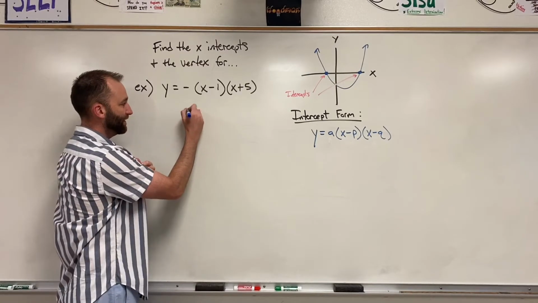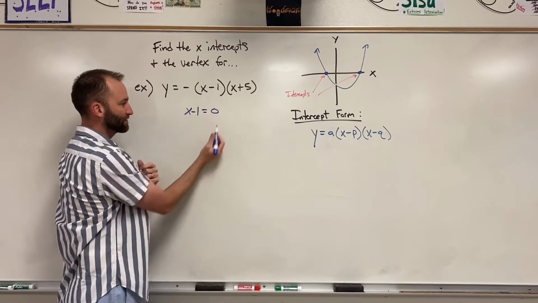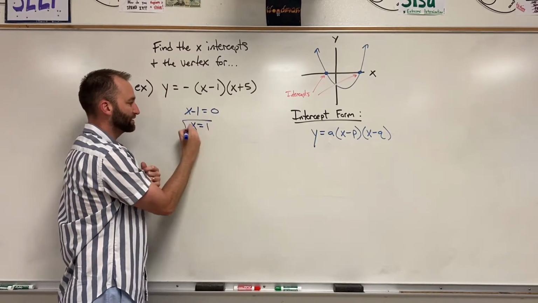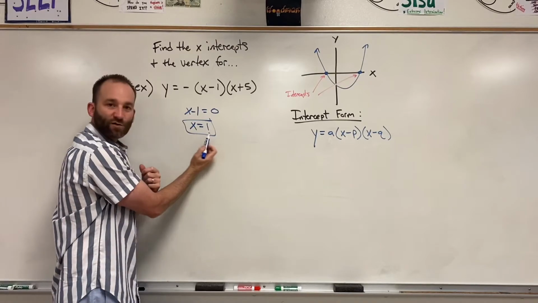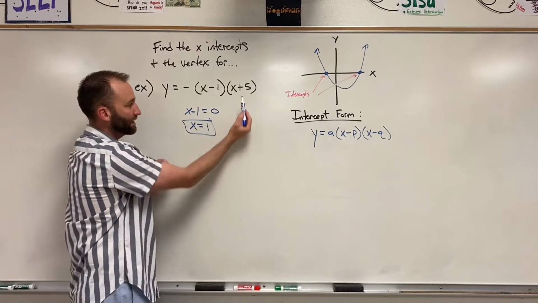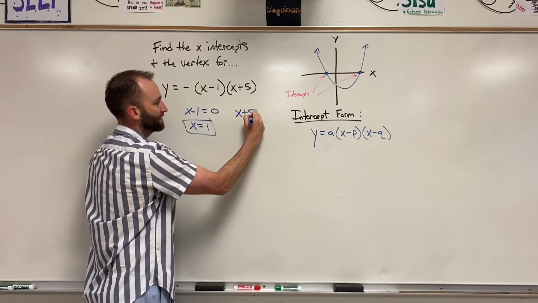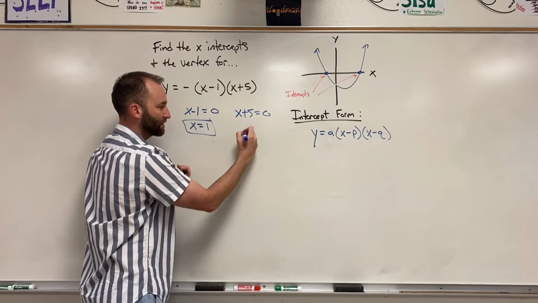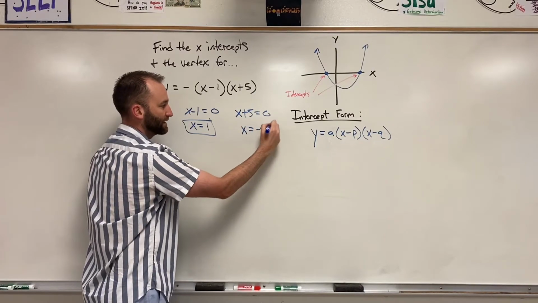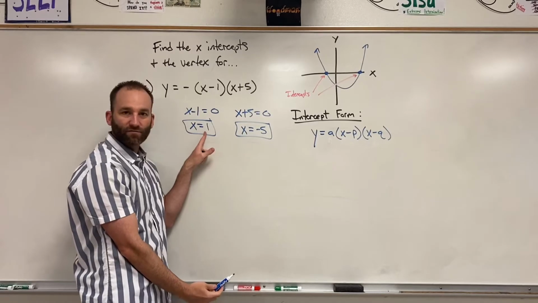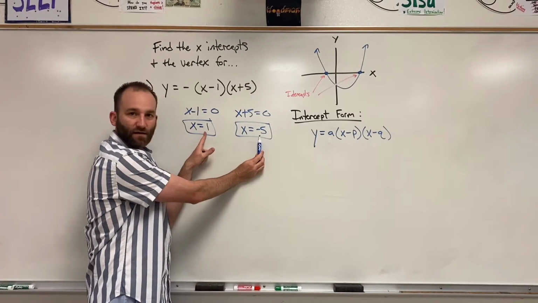So in this first factor, I have x minus 1 equals 0. To solve this, you would add 1 to both sides, so x equals positive 1, which means it crosses or touches the x-axis at positive 1. Let's do the same thing for this second factor. We have x plus 5 equals 0. If I subtract 5 from both sides and solve for x, I would get x equals negative 5. That means it crosses the x-axis at positive 1 and also at negative 5.